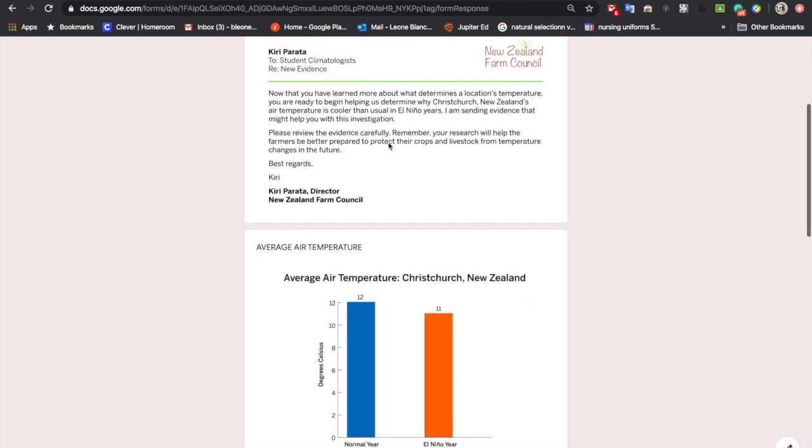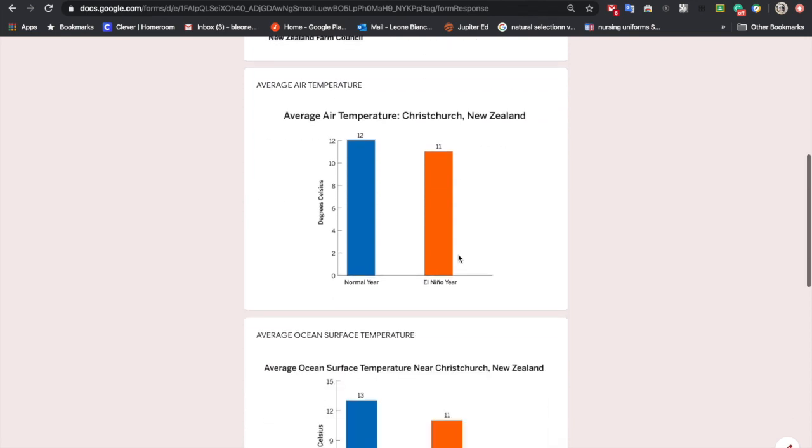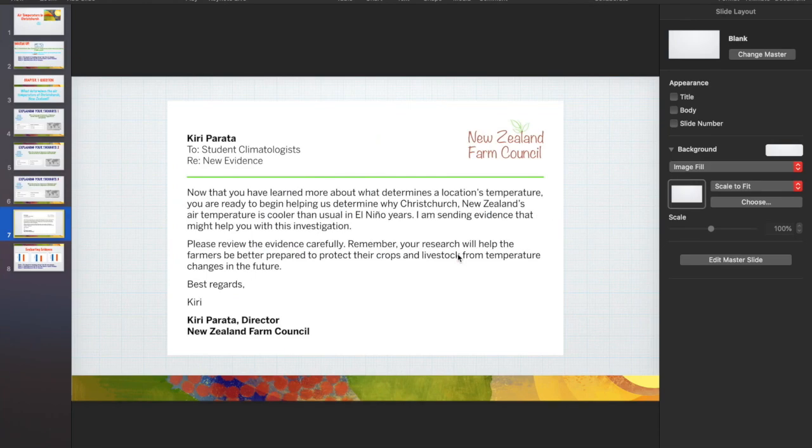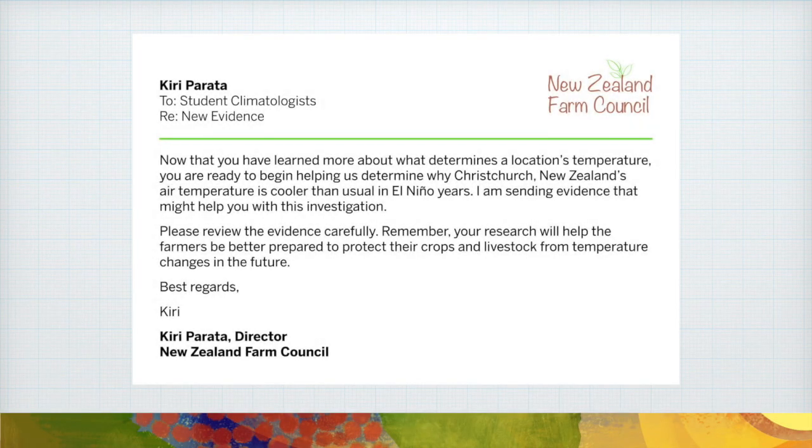I also put the letter up here so that you guys could get the information. It says, now that you've learned more about what determines a location's temperature, and again, that's mostly how close it is to the equator, you are ready to begin helping us determine why Christchurch, New Zealand's air temperature is cooler than usual in El Nino years.